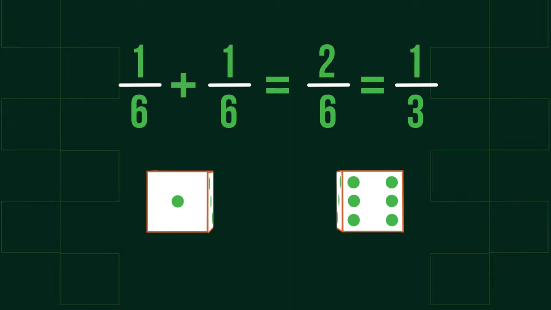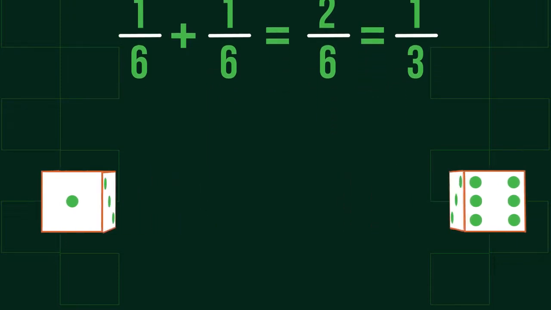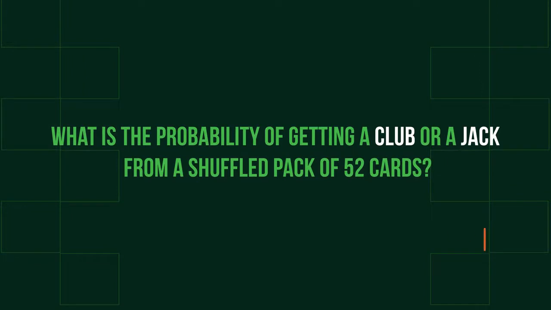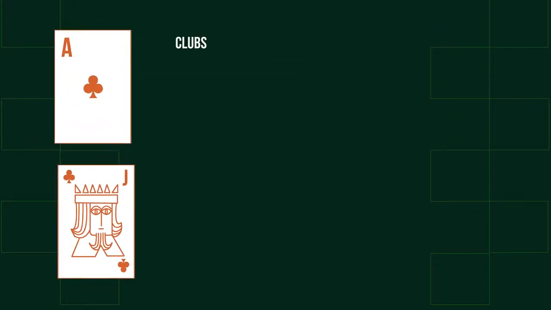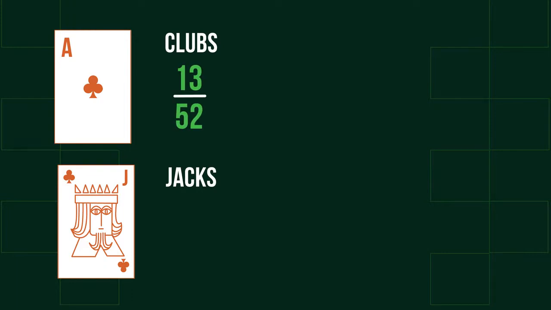There is a slight adjustment to the OR rule when dealing with mutually non-exclusive events, such as the following question. If you would like to have a go, pause now and try it. What's the probability of getting a club or a jack from a shuffled pack of 52 cards? We can identify the number of both clubs and jacks in a pack fairly simply. There are 13 clubs, so this probability is 13 over 52. The number of jacks in a pack is 4, so this probability is 4 over 52.